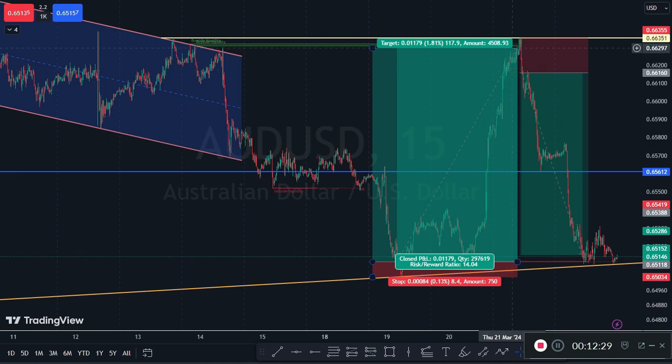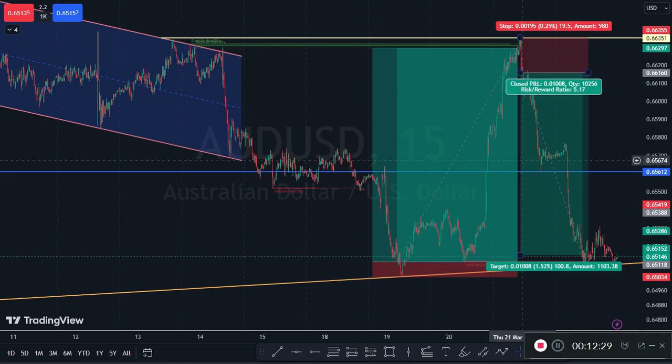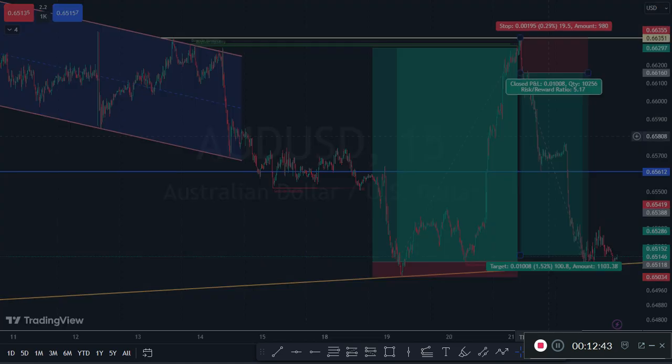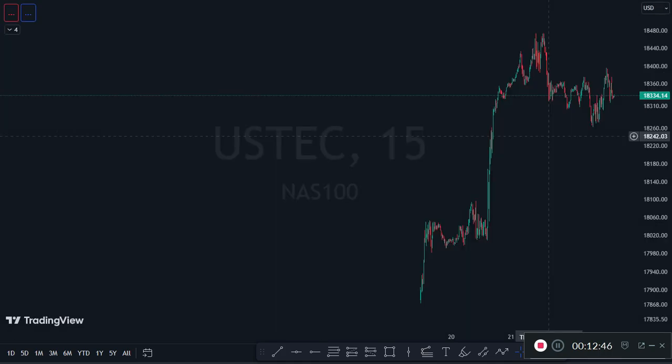We now had the market structure shift, where price broke all of these swing lows. If I zoom in, you'd see it, but I don't want to waste your time. Price broke these swing lows and then came back into this fair value gap here, and then we also captured this 100 pip movement again. So that was like 200 pips on AUD USD last week. It was actually very cool.